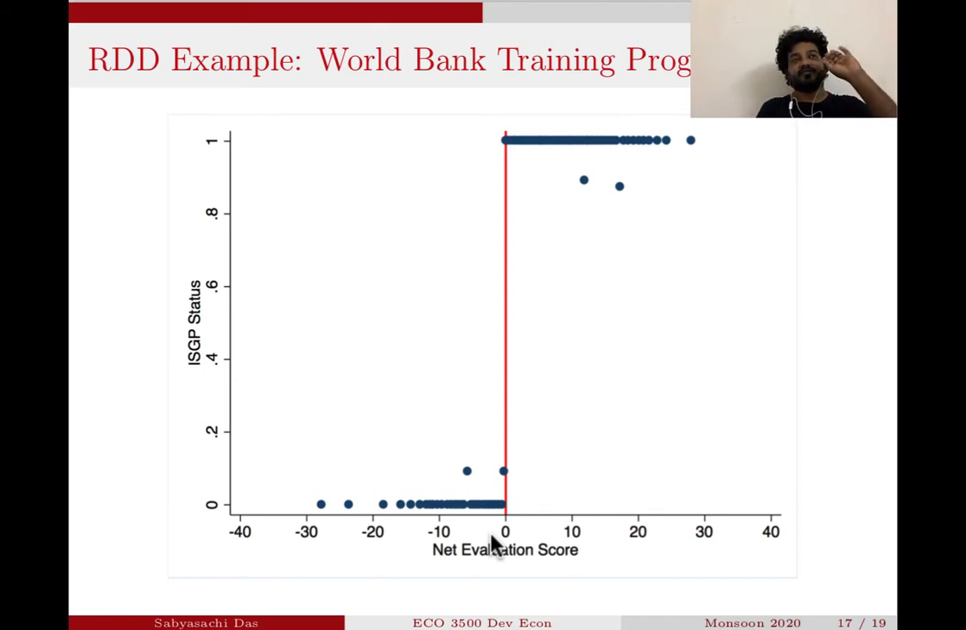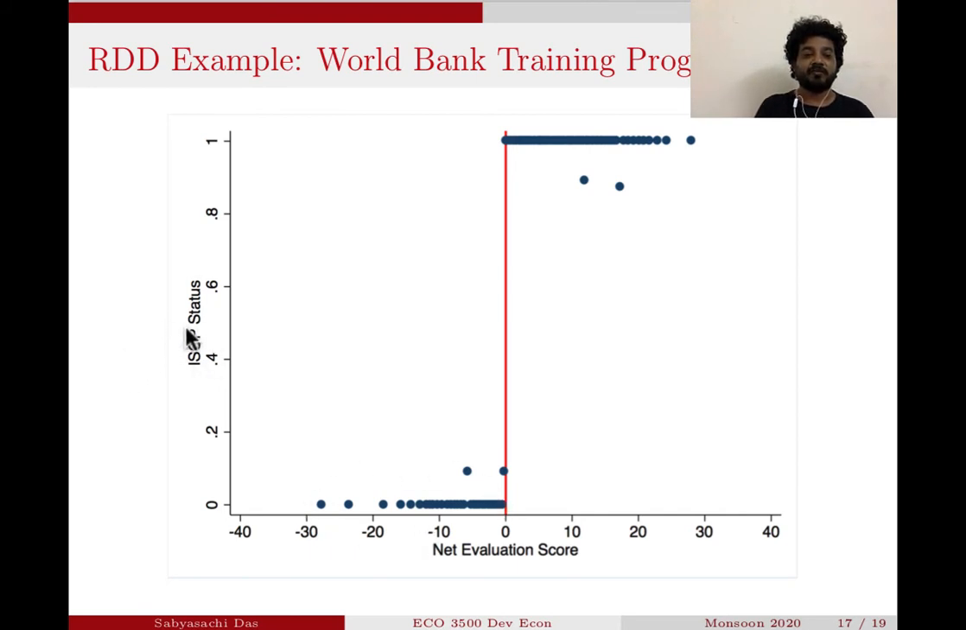If I call that the net score, then if the net score is positive, meaning your score is bigger than the threshold score, you are assigned to the treatment. If the net score is negative, meaning your village's score is below the threshold score, then you are not assigned to treatment. So you are in control.